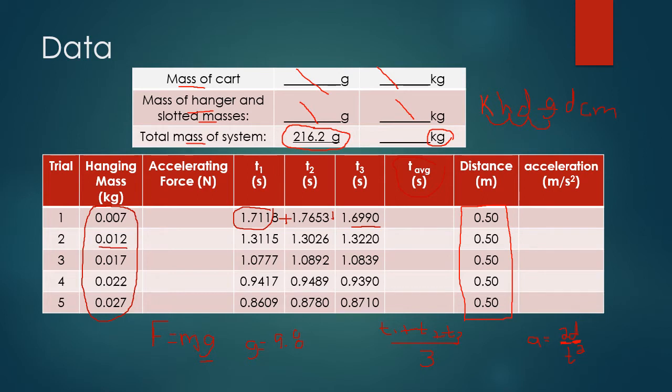For the denominator, this t squared, make sure you're using your average time column, the average time column that you calculated. You're going to take the average time that you calculated and square it for the denominator. Then you will divide those two to get the acceleration in meters per second squared. So that's how you fill in the calculation columns of the data table.